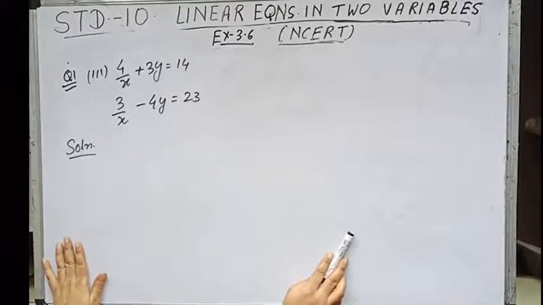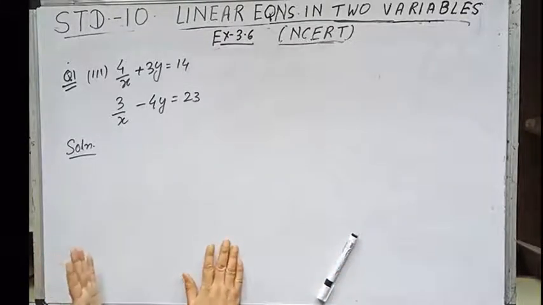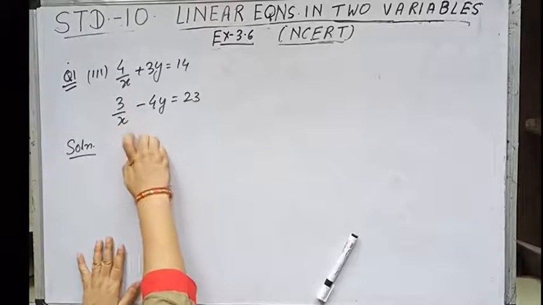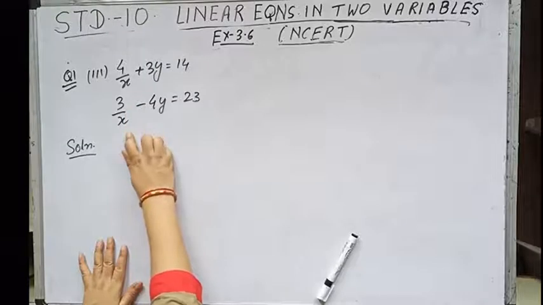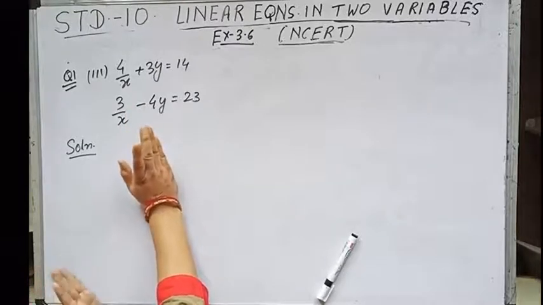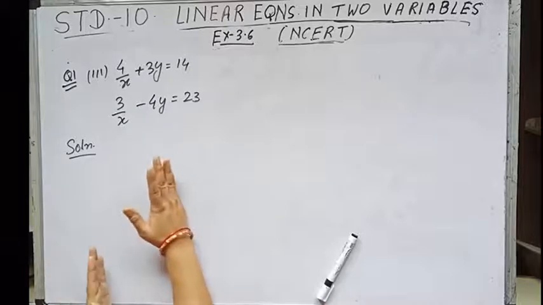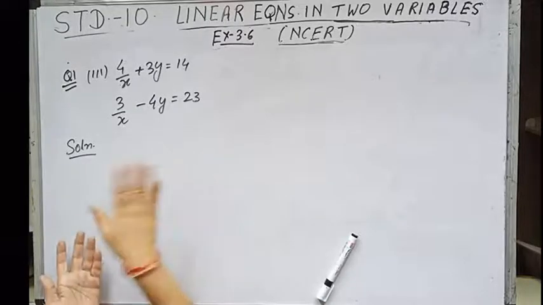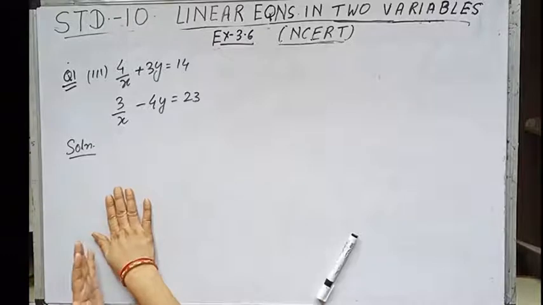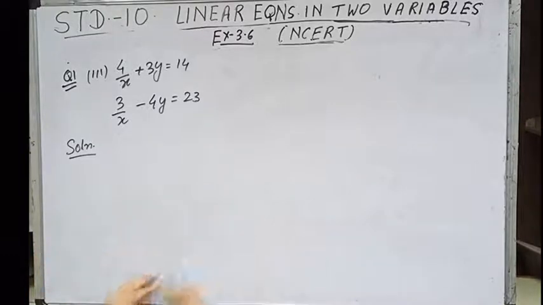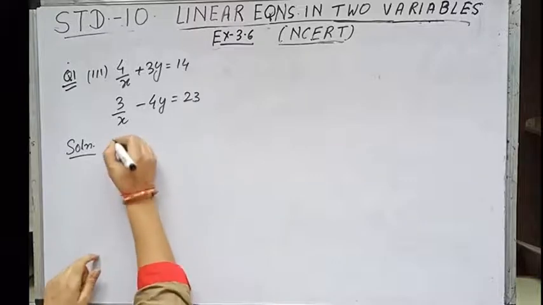So children, now let us go to question number 1, subpart number 3. Here children, you can see only x is in the denominator. So we will suppose only 1 by x as some other variable and hence solve the given system of linear equations, and the substitution in our supposition will give the values of x and y. So let us start, children.